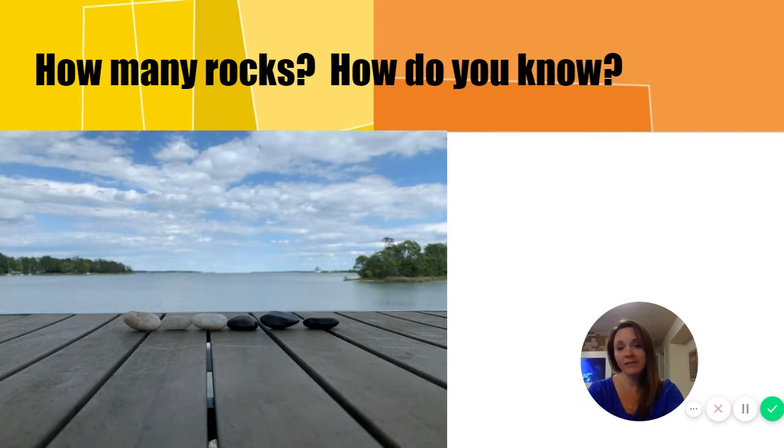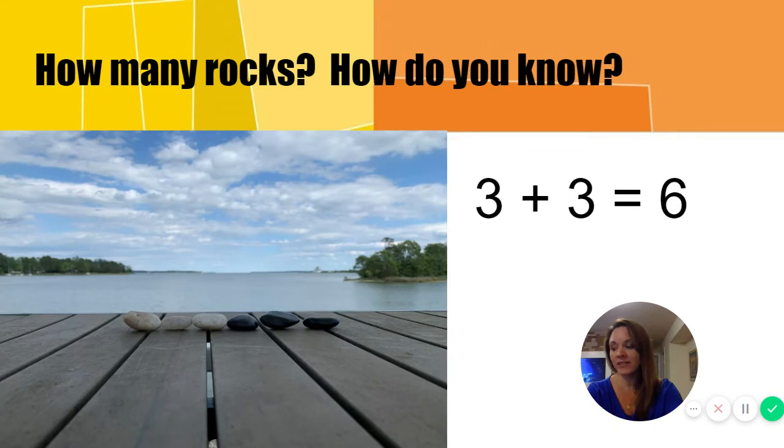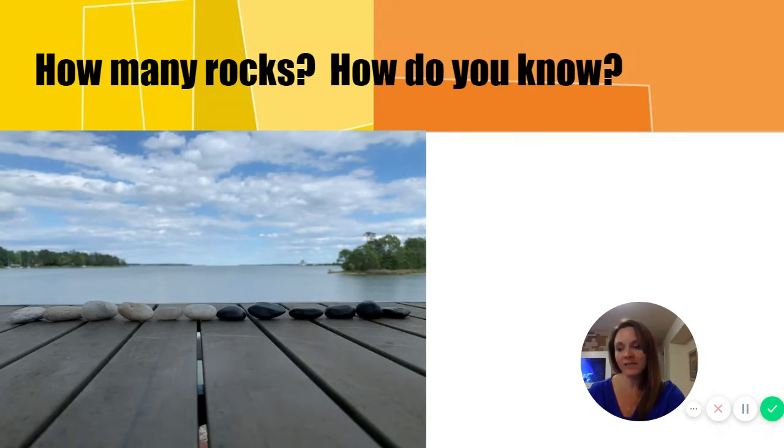How many rocks? How do you know? There are 6 rocks. 3 white rocks and 3 black rocks make 6 rocks. Think 3 and 3 is 6, or 6 equals 3 plus 3. Let's try one more. How many rocks?